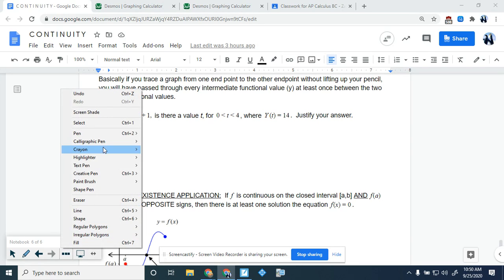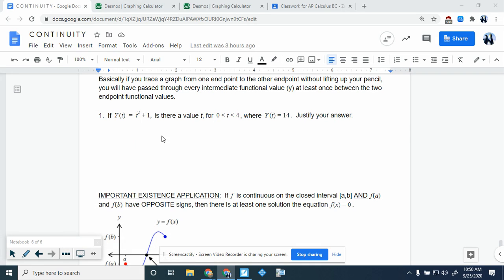In order to do this, it's pretty simple. You're going to look at the functional value at one endpoint, which is 0. I know we don't include 0, but we're going to pretend for a second that it's included, and see what we get. The output is 1. Then we look at the functional value at the other endpoint. We get 4 squared plus 1, that's 16 plus 1, that's 17.